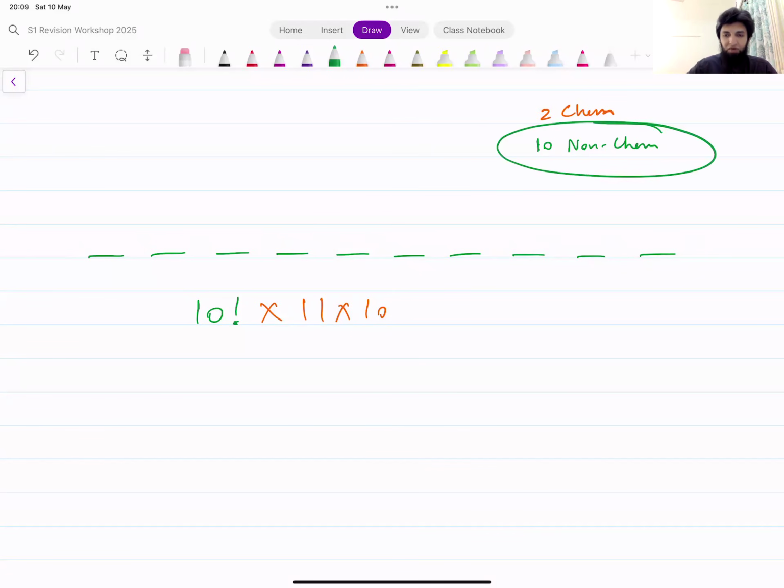The objects that you do not want to separate, let's start from them and make dashes for them. I'll summarize this later on as well. Start from the objects that you do not have to separate. So that's non-chemistry books. How many books are there? 10. So you have 10 dashes for them like this.